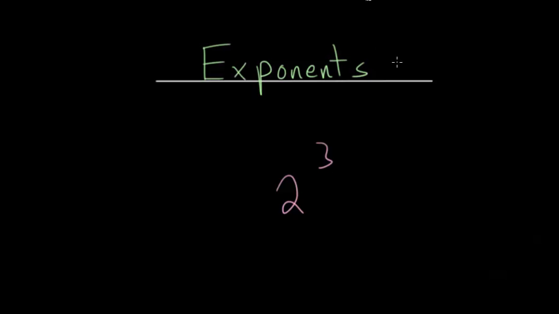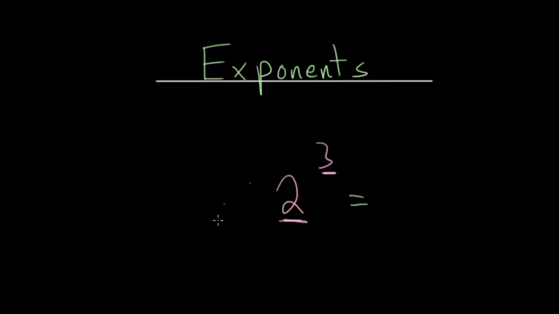In this video, I'd like to talk about the concept of an exponent. Here I have this example, and the way that we say this is that this is 2 raised to the third power. Essentially, it means that we want to take this number here, the base, and multiply it this many times.